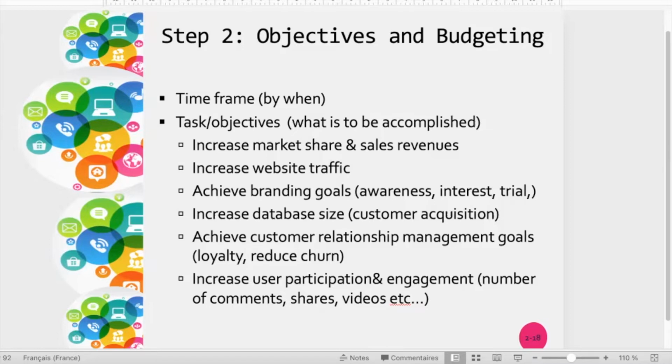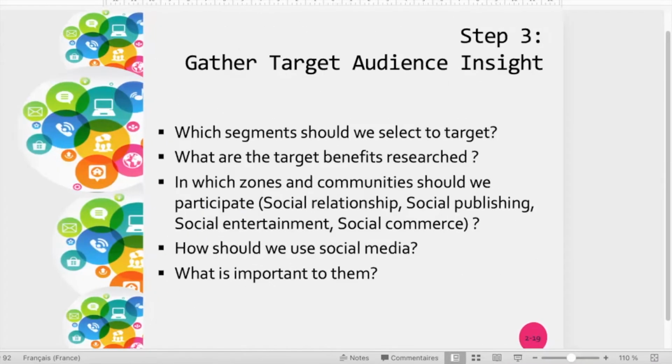So it is important in step two, according to the status quo analysis, the situation analysis, which objectives you want to achieve. All these objectives are not exclusive. You can increase traffic, but also increase brand awareness, but also increase loyalty. So you can have different targets, not only one target, when doing a social media campaign. So this is step two.